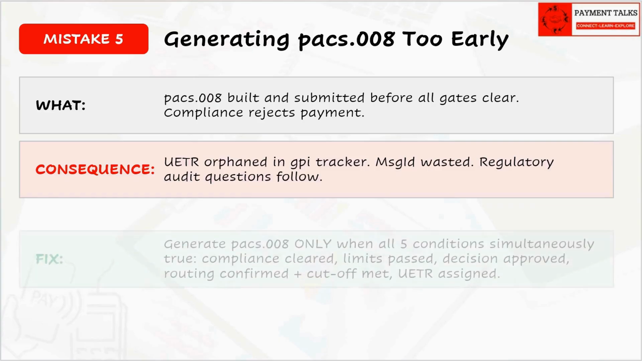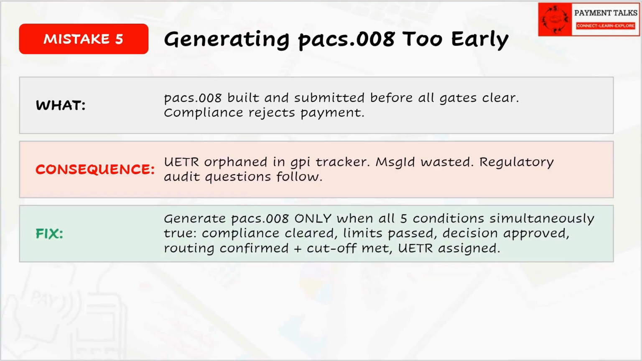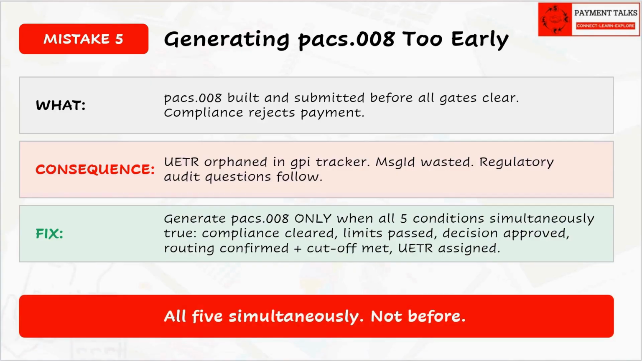The fix: generate the pack set only when all five conditions are simultaneously true. 1. Compliance has cleared. 2. Limits have passed. 3. Decisioning has returned approved. 4. Routing is confirmed with cutoff time met. 5. UTR has been assigned. All 5 simultaneously, not before any one of them. If any condition is not yet met, the pack set does not exist.